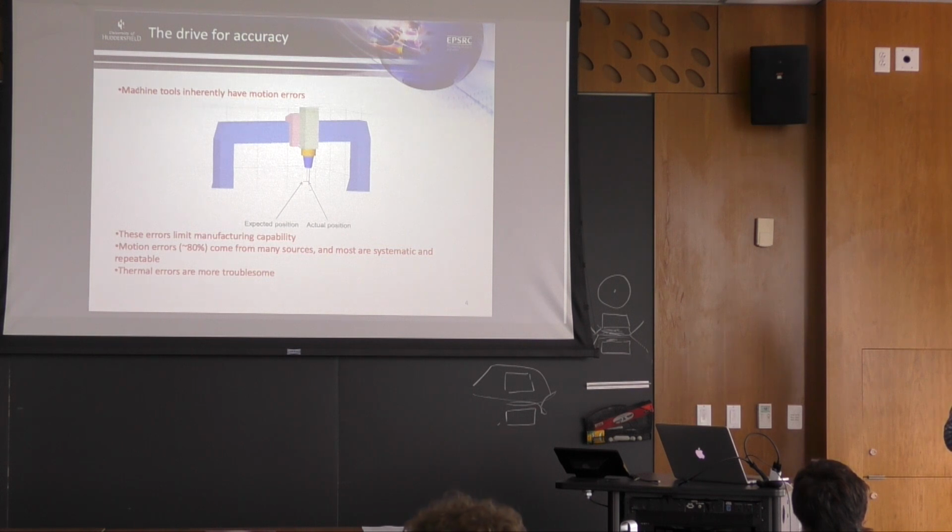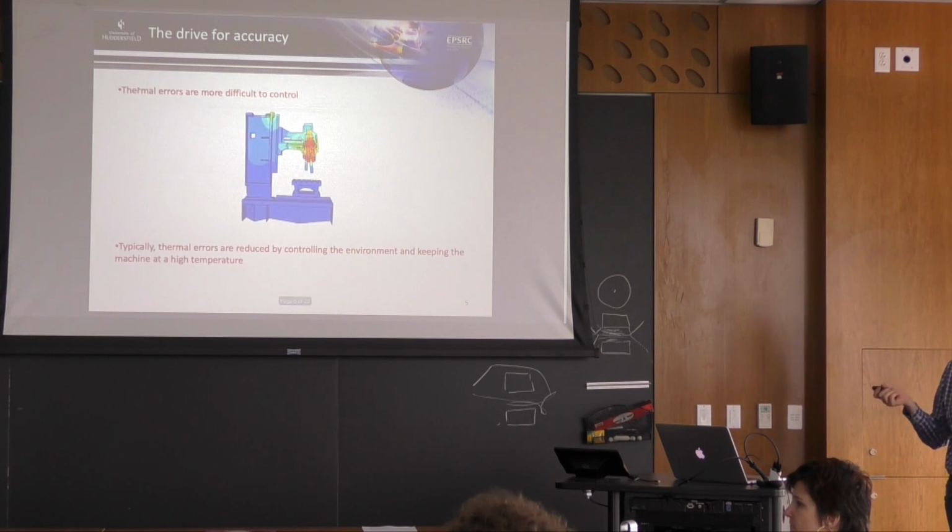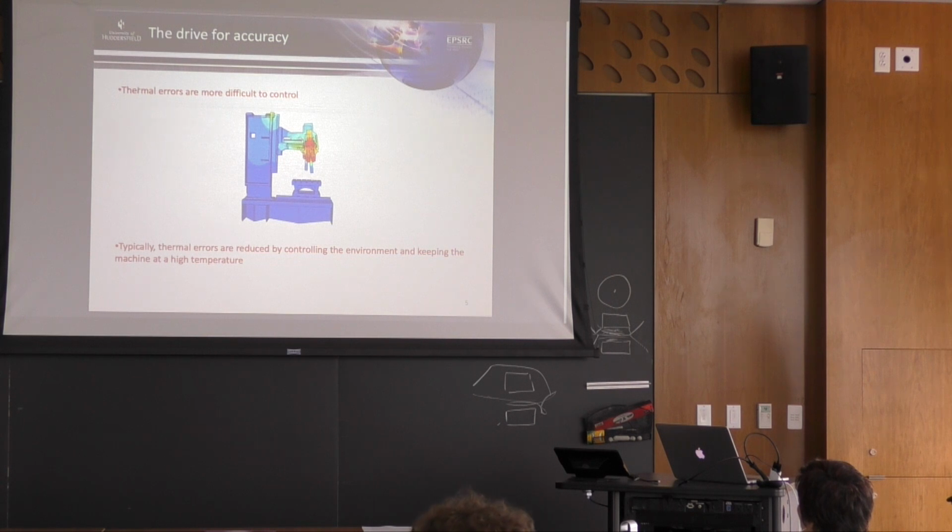But the thermal errors are much more troublesome, because sometimes they are systematic and repeatable, but they don't behave in the same way. I put this picture in here to explain what I mean. We've got a side snapshot of a 3-axis machine tool, and you can see that there's some heat generated.